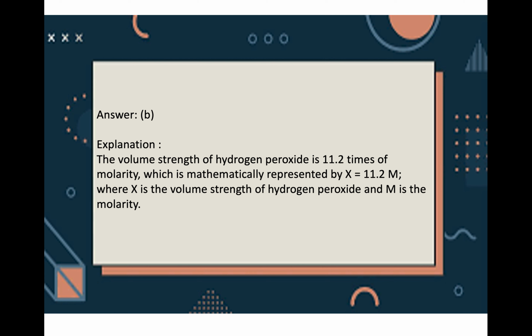So what is the volume strength of hydrogen peroxide? It is 11.2 times the molarity, which is mathematically shown by X = 11.2 M. X is the volume strength of hydrogen peroxide, and M is the molarity. Just remember this relation, so that you can find it useful for your examination.